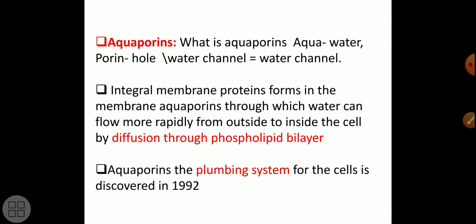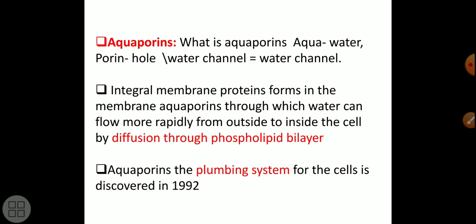Aqua means aquatic, that is, related to water. Porins means pores, P-O-R-E-S, little holes, H-O-L-E. So we get an idea about this structure, the aquaporins. What is aquaporin? Aqua means water, porins means holes: water channels through which water enters the cell and again comes out of the cell. That structure is the aquaporin.